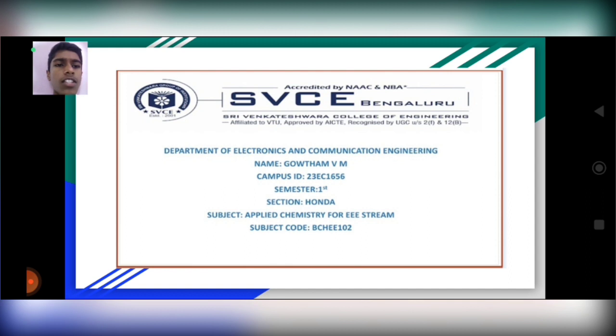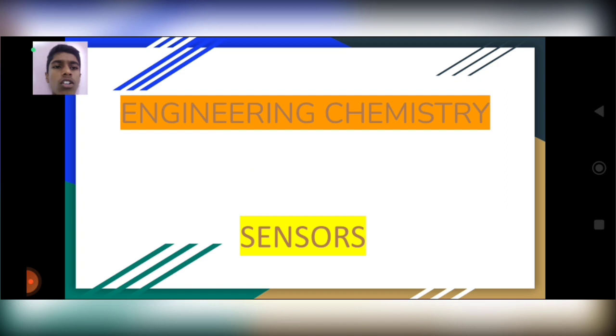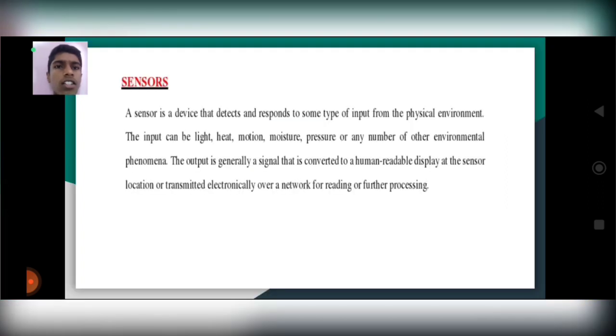Subject code BCHEE102. Today we are going to discuss sensors. A sensor is a device that detects and responds to some type of input from the physical environment. The input can be light, heat, motion, moisture, pressure, or any number of other environmental phenomena.